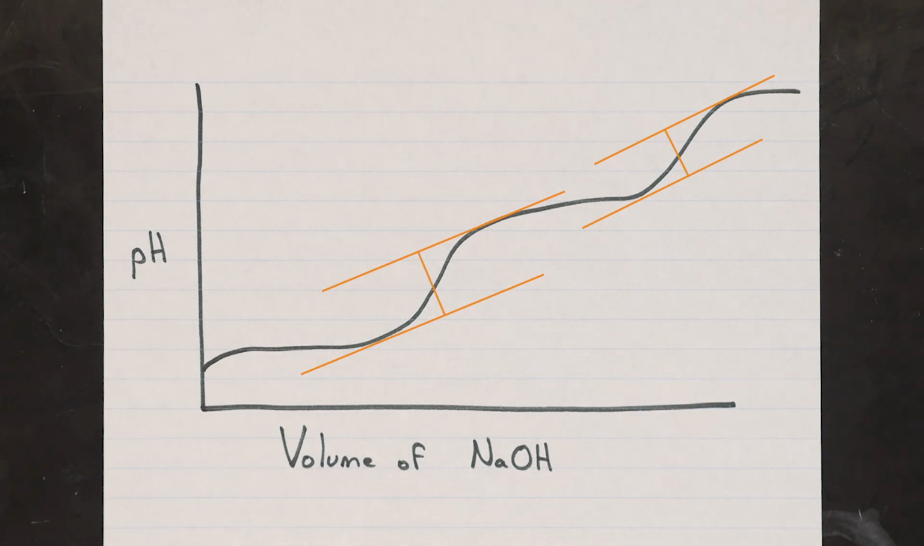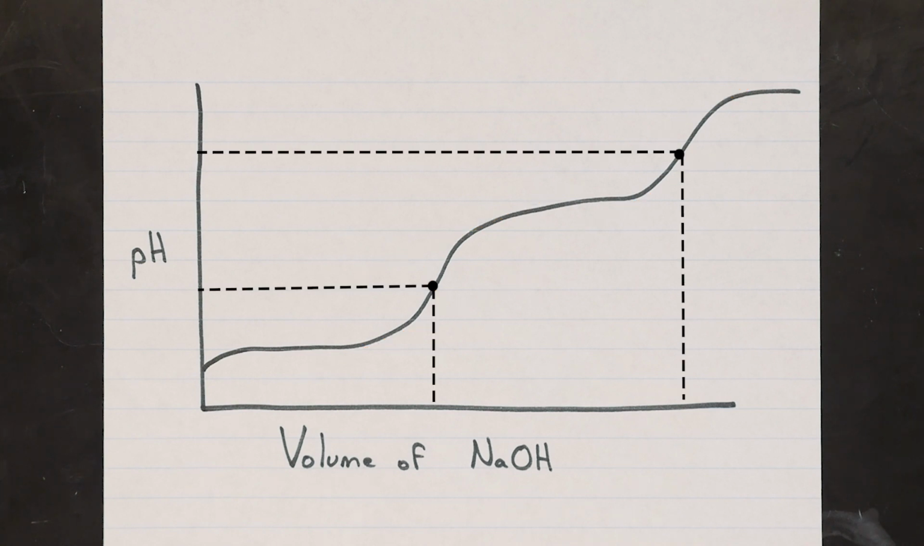Now we find the point on our curve that crosses exactly 1/2 of d. The volume at that point is the volume of NaOH at the first equivalence point. So that must mean that at exactly half of that volume, you'll find your half neutralization point. By tracing that point up to your curve, and then to the left, you find your pH at the half neutralization point, which as we saw earlier is exactly equal to the pKa you're looking for.